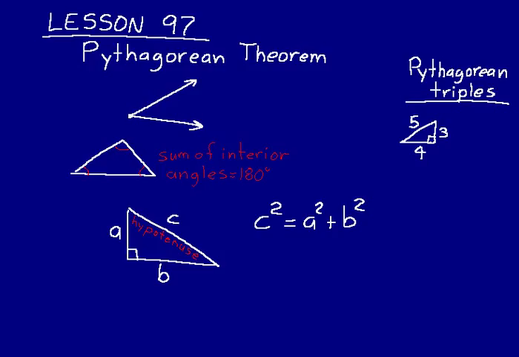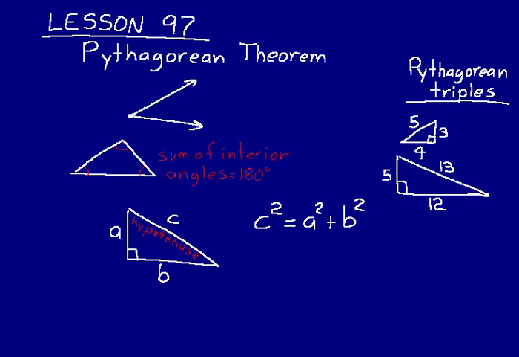And you can notice there that the hypotenuse is 5, so that would be 5 squared is equal to 4 squared, which is 16, plus 3 squared, which is 9. 25 equals 16 plus 9, which is 25. And that proves right there that the Pythagorean theorem does work.